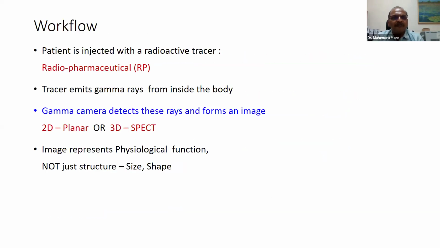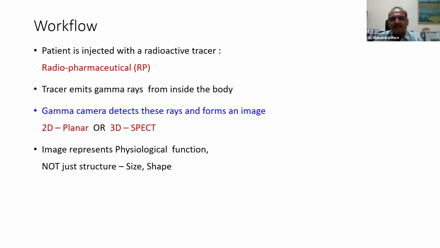Okay. The basic workflow in gamma camera or nuclear medicine is that the patient is injected with a radiotracer. Various radiotracers are available nowadays. Earlier it used to be only technetium and different pharmaceuticals, but now many tracers are available for PET CT and SPECT as well. The tracer emits gamma rays and the pharmaceutical part plays a role. It localizes to the organ of interest.